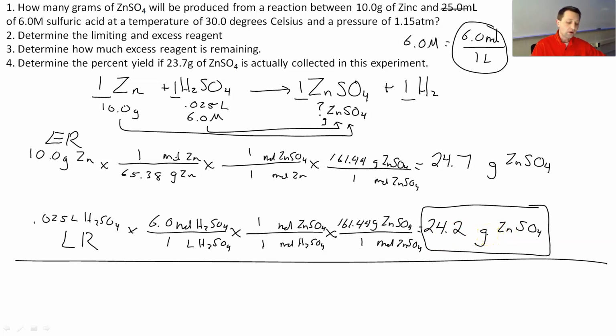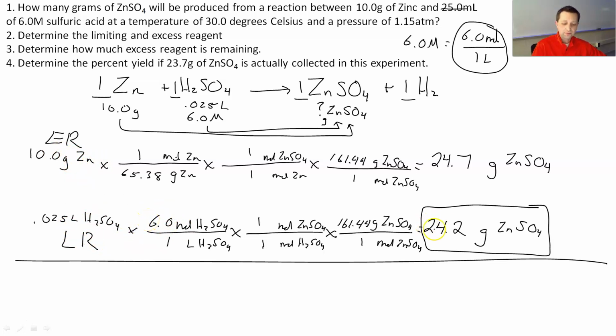Okay? Or I could do something else. I know my limiting reagent was sulfuric acid. I know my 25 milliliters, or my 0.025 liters of 6 molar acid, was all used up with the zinc, because the zinc was in excess. So what I could do is take my data for the sulfuric acid, convert that into grams of zinc using stoichiometry. And when I do that, I could again get the amount of zinc that was needed to react with all of this sulfuric acid, which is limiting.